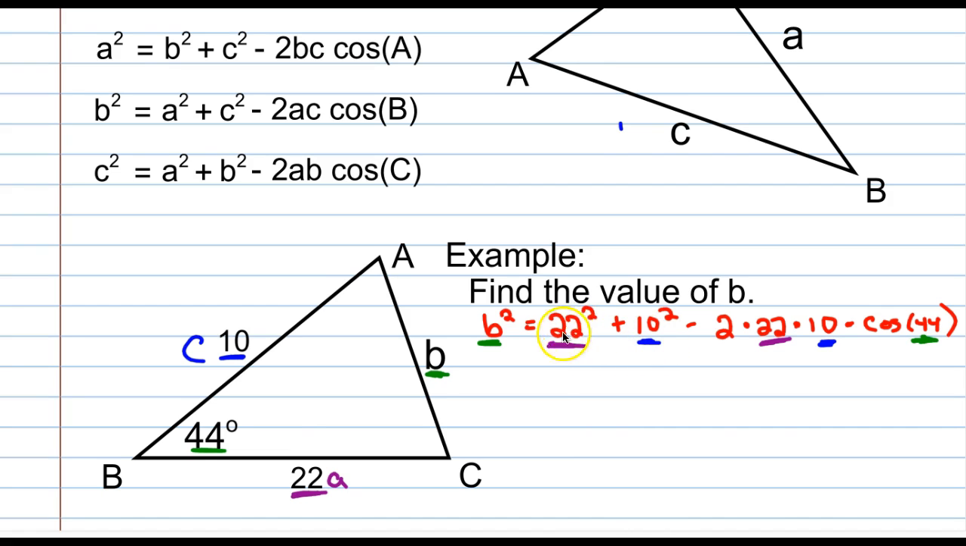So I've got a squared plus c squared minus 2. Remember, that's part of the equation up here, this 2. Then it should be a times c. So a is 22, c is 10. Remember, these are all lowercase letters in the equation, so they should all be side lengths. If I knew the value of these angles, I wouldn't want to put those into this equation here. And then minus the cosine of, not minus, but times the cosine of 44 right there.